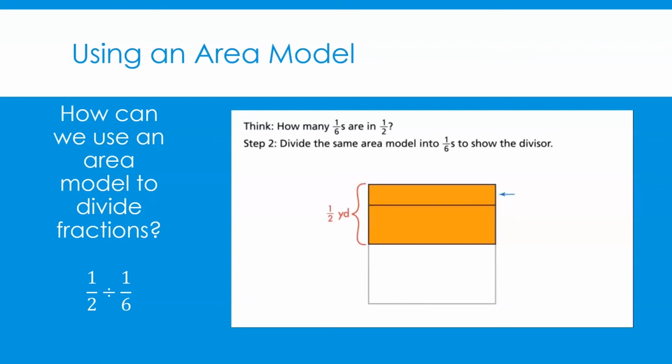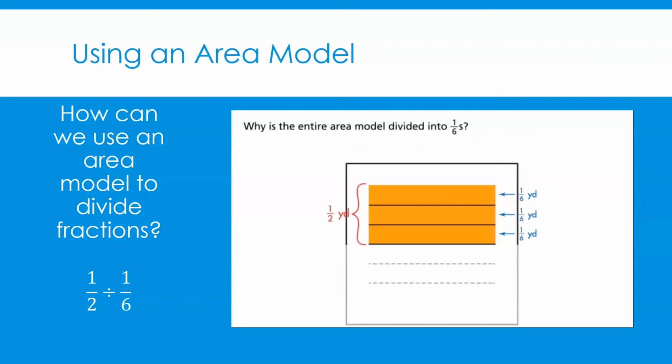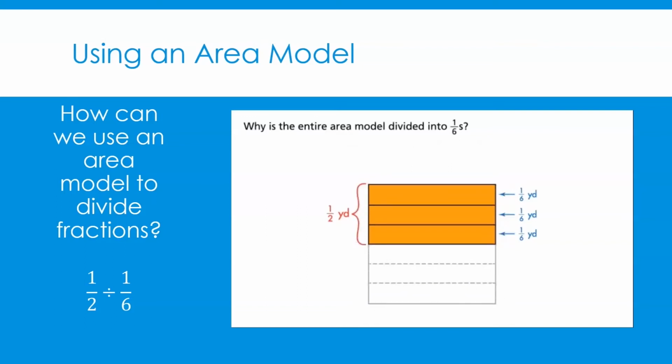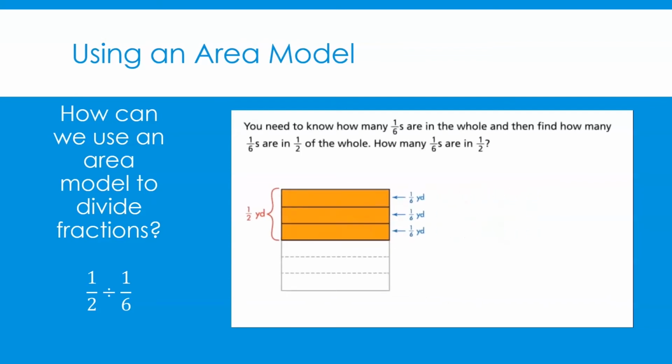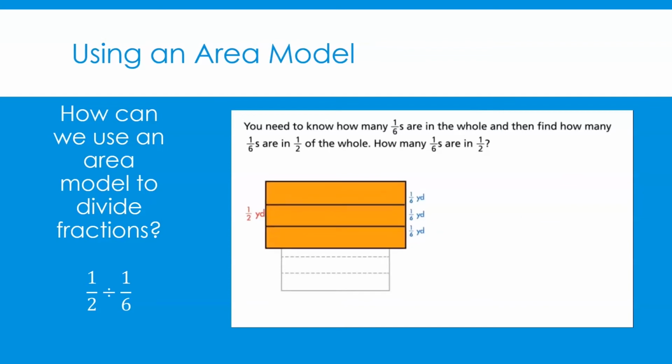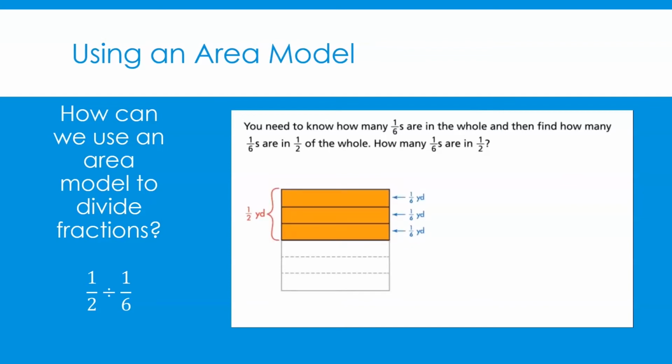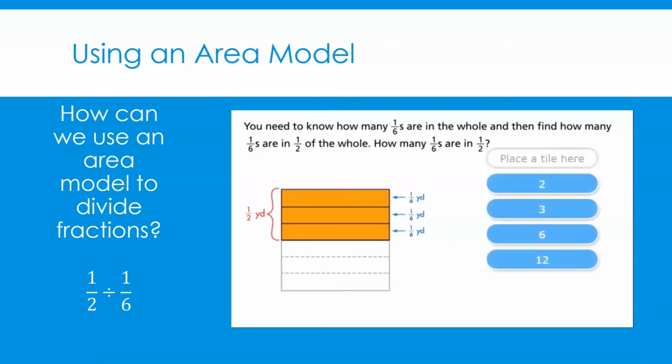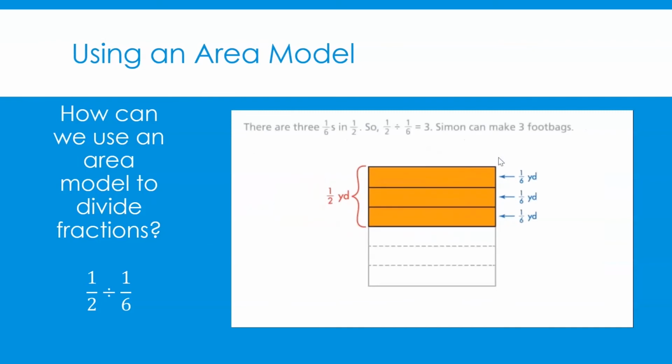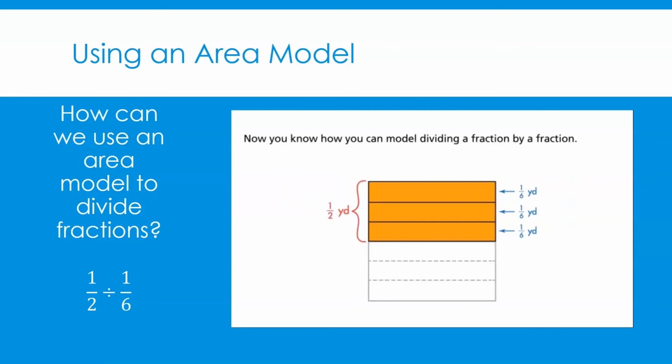Step 2. Divide the same area model into 1/6 to show the divisor. Why is the entire area model divided into 1/6? You need to know how many 1/6 are in the whole and then find how many 1/6 are in 1/2 of the whole. How many 1/6 are in 1/2? Select your answer. There are 3 1/6 in 1/2, so 1/2 divided by 1/6 equals 3. Simon can make 3 foot bags. Now you know how you can model dividing a fraction by a fraction.